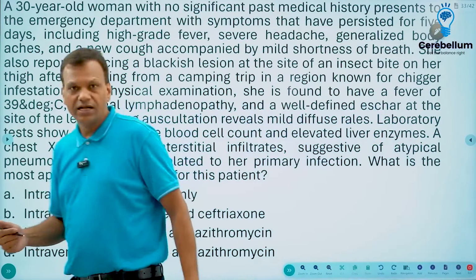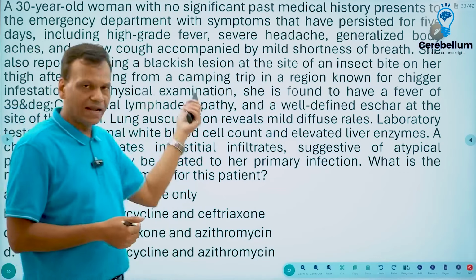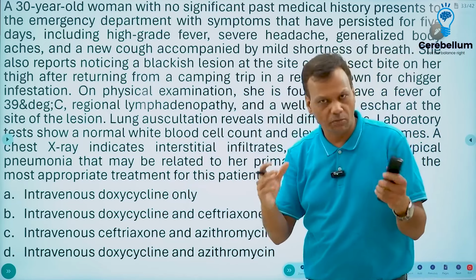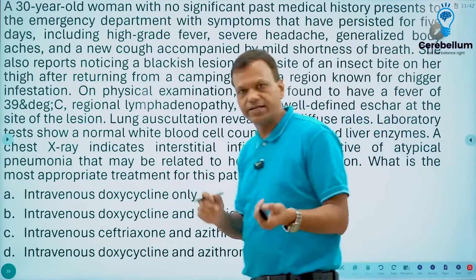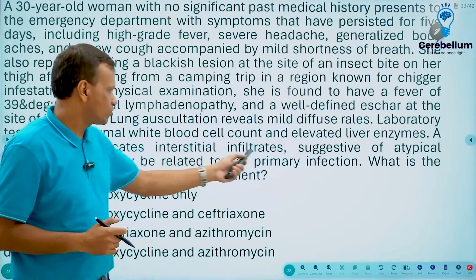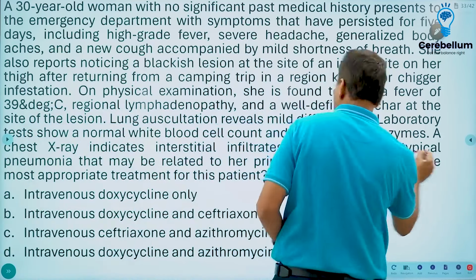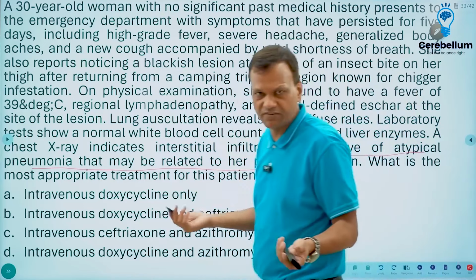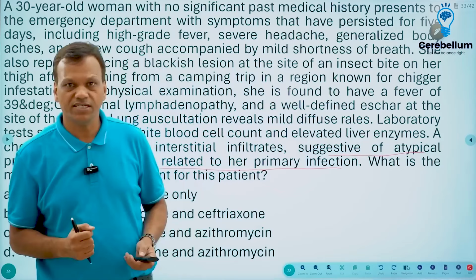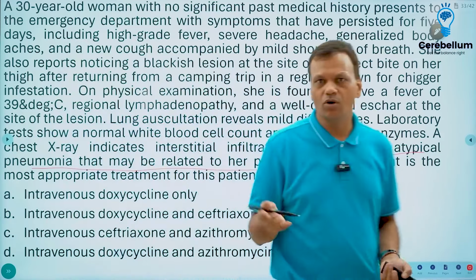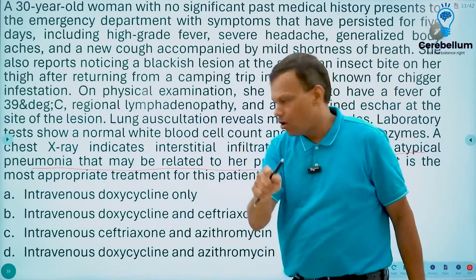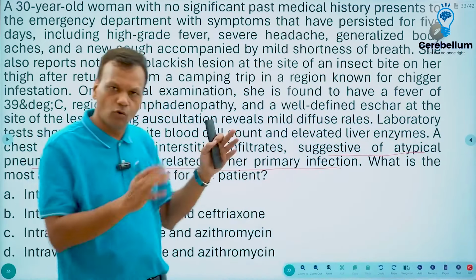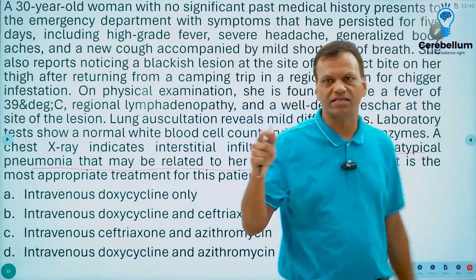This is a question on rickettsial infection. The question was asked, and there was scrub typhus, I think. In this question, they have given the symptoms of pneumonia, and they are asking what the treatment is. It is very clearly written in the question, suggestive of atypical pneumonia that may be related to her primary infection. Primary infection was scrub typhus. So the drug of choice for scrub typhus is doxycycline. Whether you will give only doxycycline or you will treat atypical pneumonia with azithromycin also, that is the controversy. Will you give only doxycycline or doxycycline plus azithromycin?